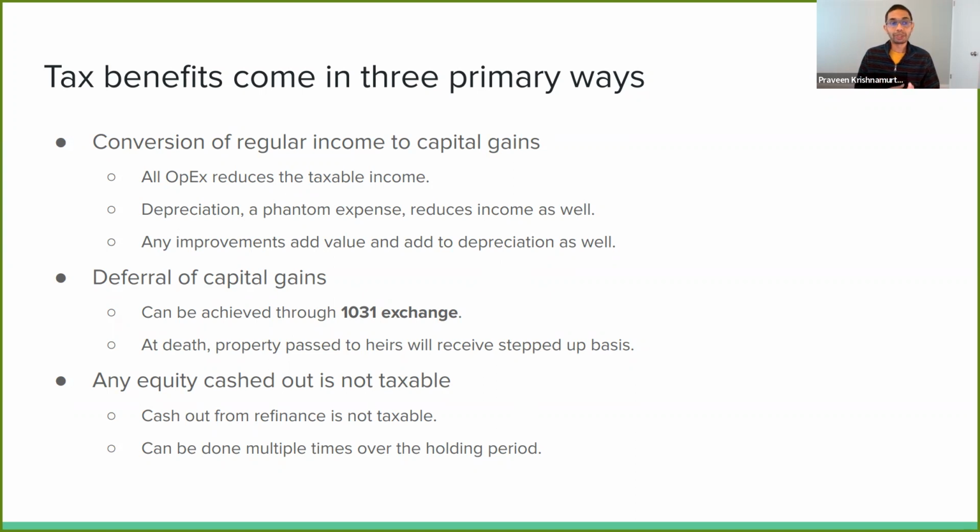So that's one way. Another way of deferring capital gains, which is applicable to other types of investments as well, is at death. Any property that goes to your heirs will receive a stepped-up basis. And this is true for stocks as well as business. So that's another way of deferring capital gains. The third way is any equity that you cash out is not taxable.